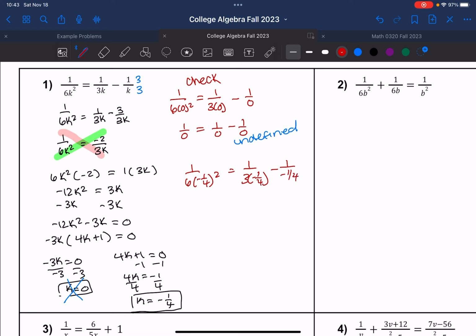And all we need to check here is to make sure that our denominator does not go to 0. Notice if we check every single one, if I square that -1/4 and multiply by 6, that's not going to give us 0. 3 times -1/4, that's not 0. And -1/4, that's not 0. So that means that k equals -1/4 is our only possible answer.